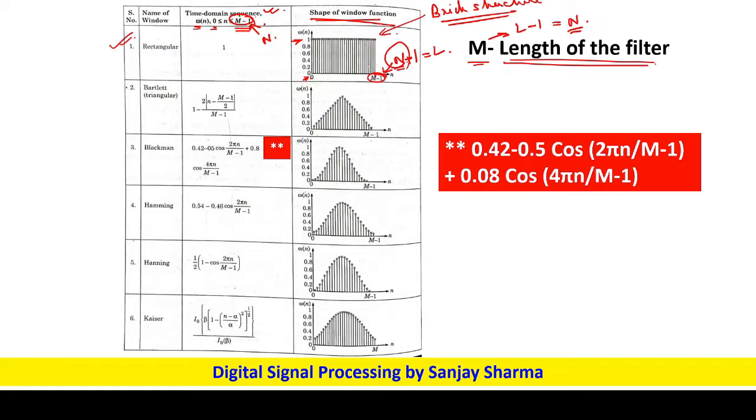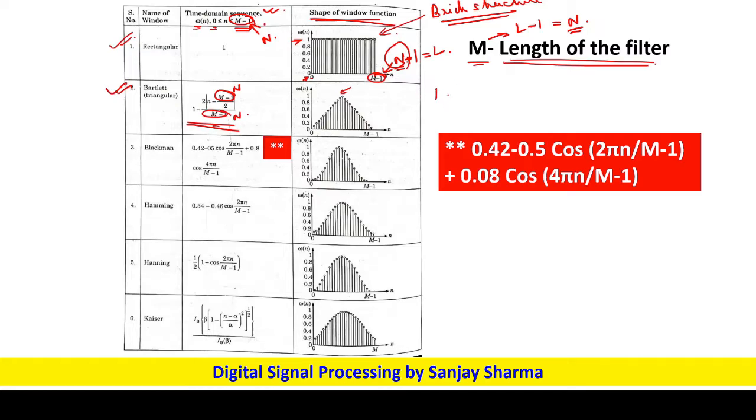Then we have Bartlett, which is also regarded as the triangular window. It rises up to a certain point and after that it decreases, and the equation for this coefficient is this one: 1 minus 2 times the modulus of n minus N/2, divided by capital N.